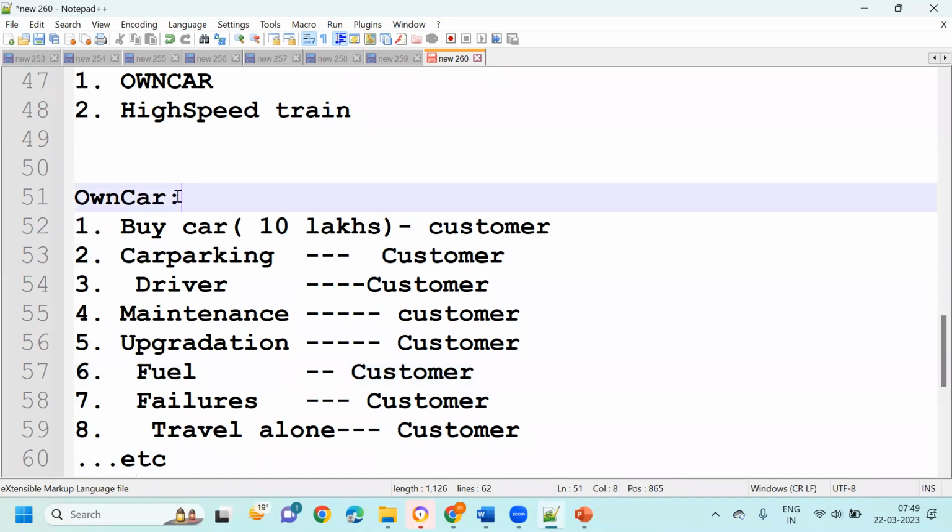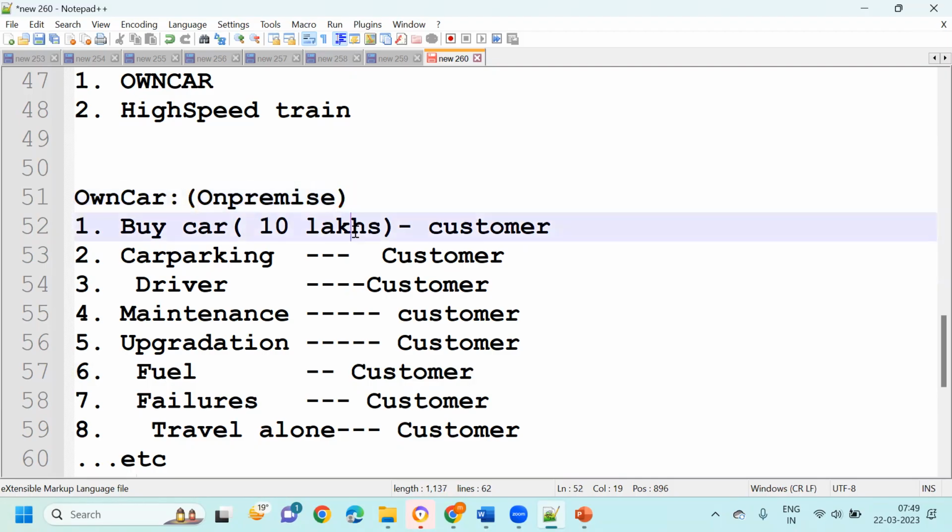Now see here, each and everything you need to maintain. Indirectly, with respect to software, this is on-premise. If you want to run your business systems using on-premise applications, first you need to buy the software. You need to spend a bulk amount first, 2 crores, 3 crores, something like this. Who has to spend here? Customer.